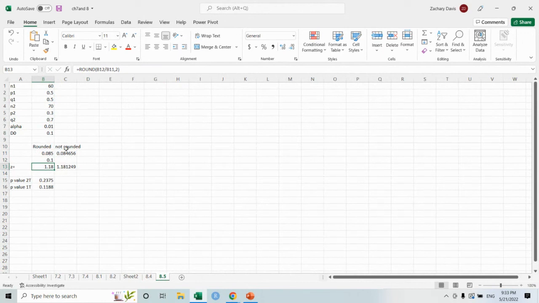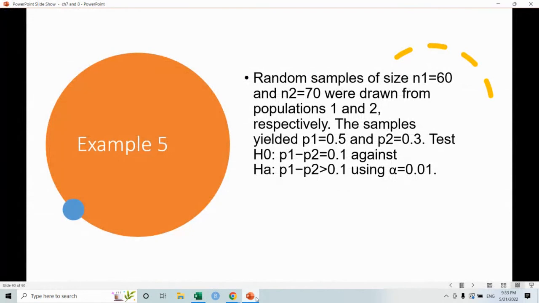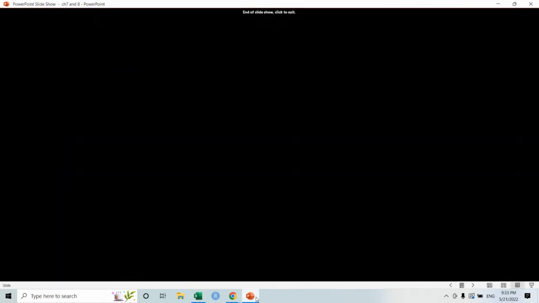I left that unrounded because in order to use it in the formula and get the correct answer, you had to not round. So 1.18, but the unrounded version is here. We can use that in the p-value, and we get 0.2375, which is significantly greater than 0.01. So thus, we would fail to reject the null hypothesis. Okay, so I think that's all the examples I have for chapters 7 and 8.